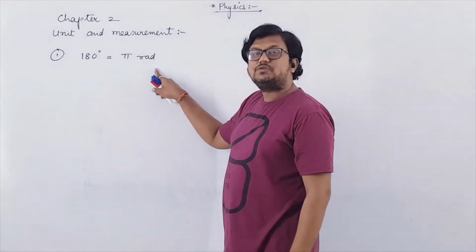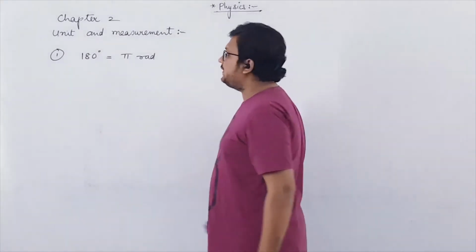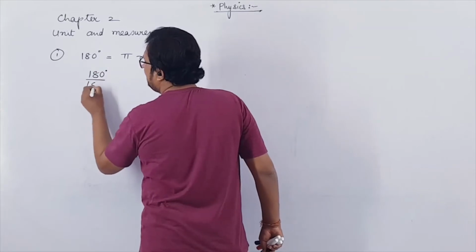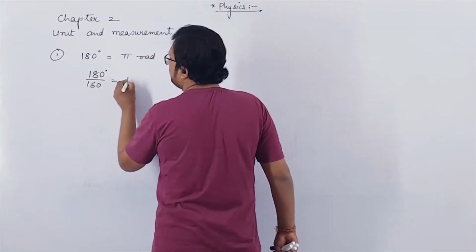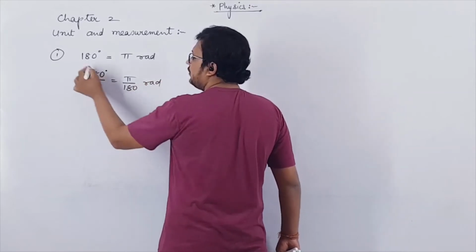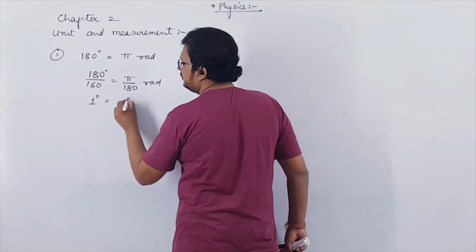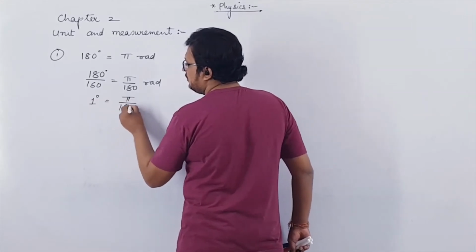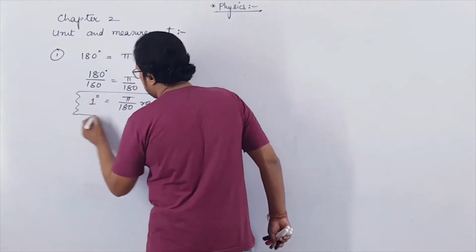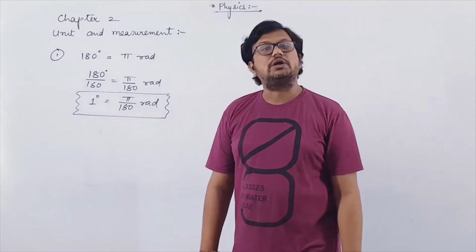Now divide this equation by 180. Dividing both sides by 180, we get 180 degree over 180 equals pi over 180 radian. Here 180 will get cancelled out. So 1 degree will be equal to pi by 180 radian. This will be the answer. To convert degree into radian, you have to multiply it by pi by 180.